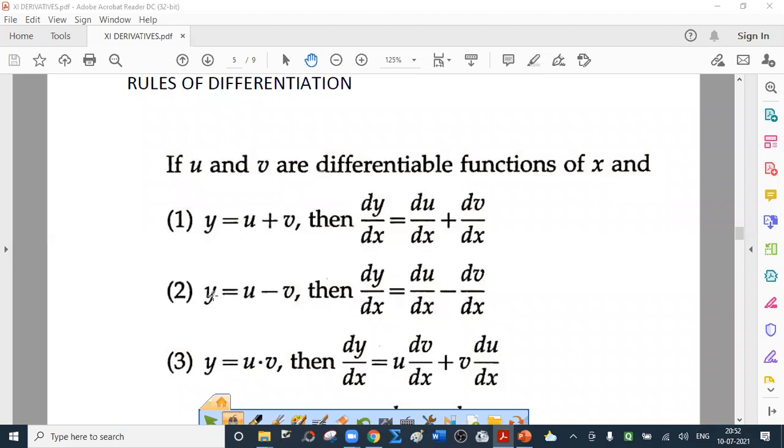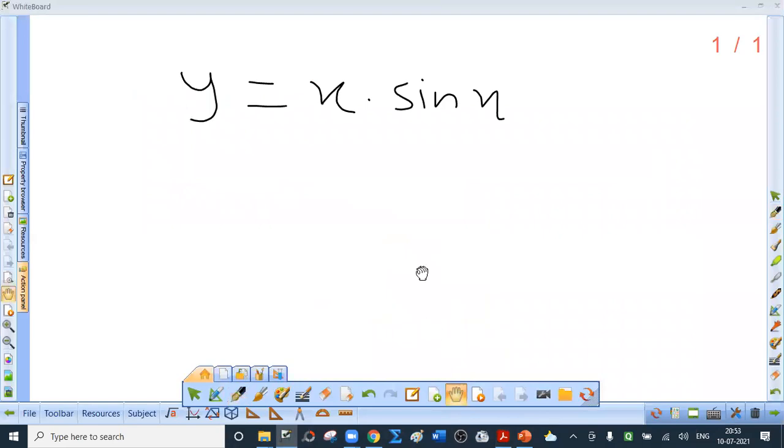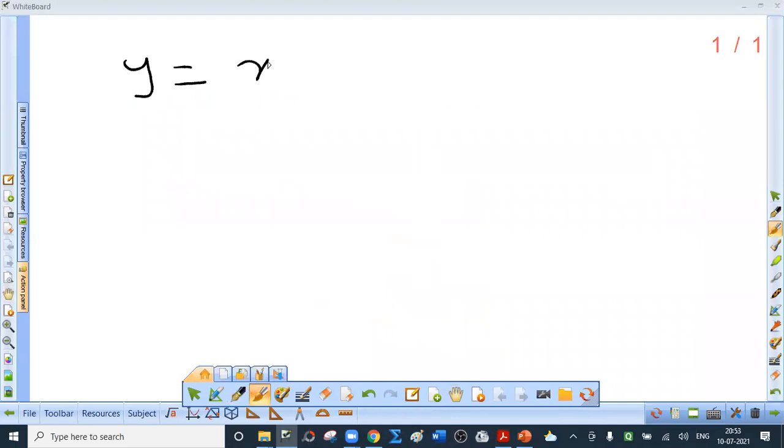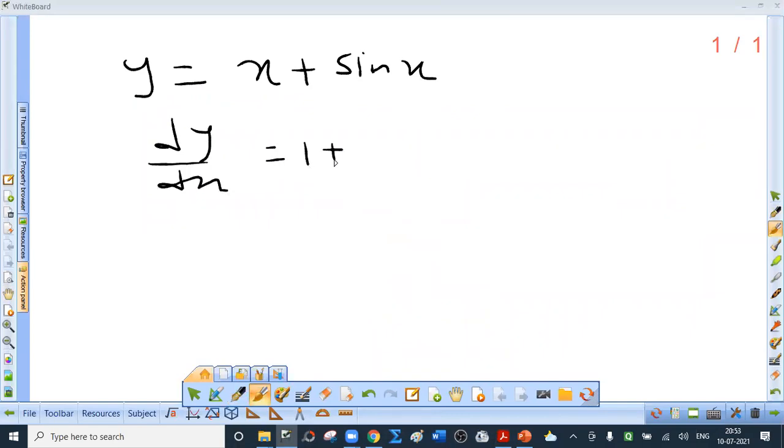If y is difference, what is derivative of difference? Difference of derivatives. I'll explain by considering examples, simple sums. Suppose y is x plus sin x. What is dy dx? You will say obviously it is 1 plus cos x. Not obviously. Here you have used one rule that derivative of sum of these two functions is what? Sum of derivatives. That is derivative of first plus derivative of second. Derivative of x is 1. Derivative of sin x is cos x.